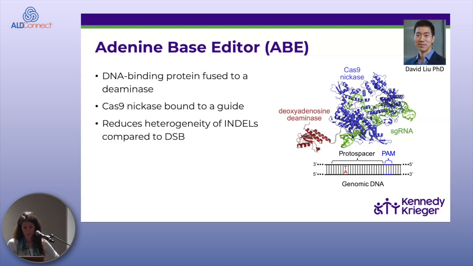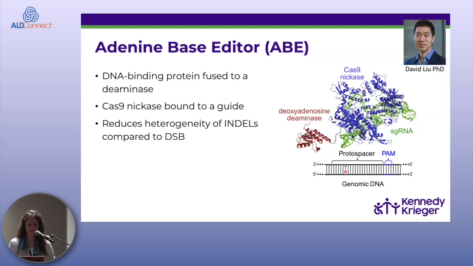It started with cytosine base editors in 2016, and that was followed up by adenine base editors in 2017. I'm going to talk about that here a little bit. So basically, an adenine base editor consists of two parts. There's a DNA protein that's fused to a deaminase, and the second part is a Cas9 nickase, so that's a protein that's bound to a guide.